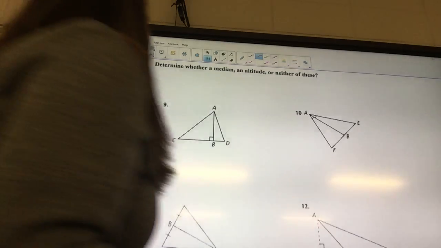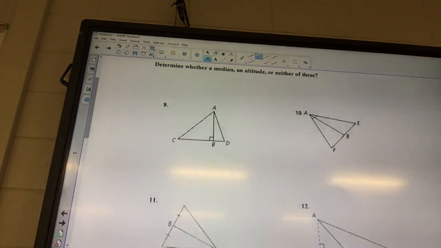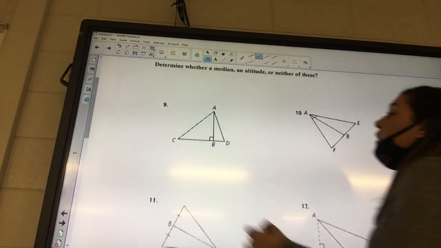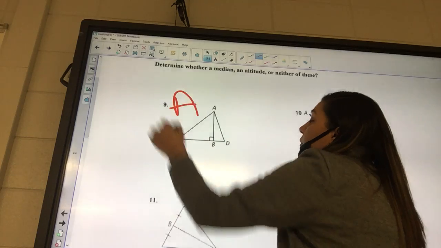Okay, so number nine, it has a square. That is down. Okay, and does it go up to a vertex? Yes, it does. So it's going to be an altitude.